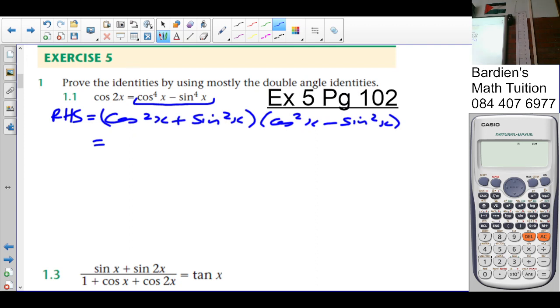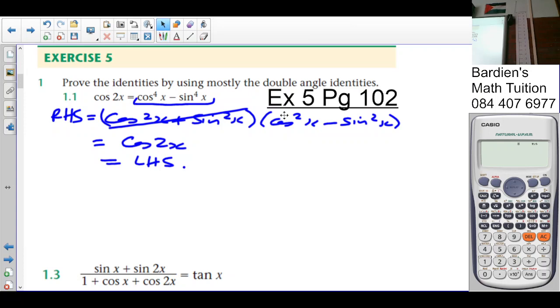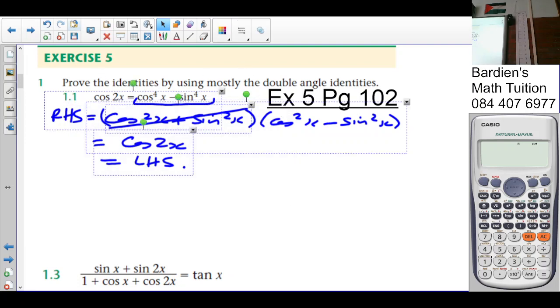So what's cos squared x plus sine squared x? 1. So it becomes 1. And what is cos squared x minus sine squared x? Cos 2x. Which is equal to the left hand side. You all okay with that? Let's look at the next one.